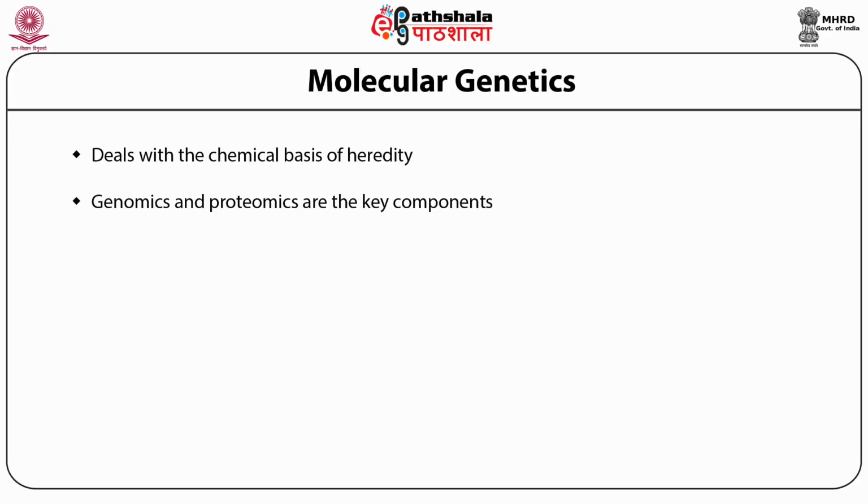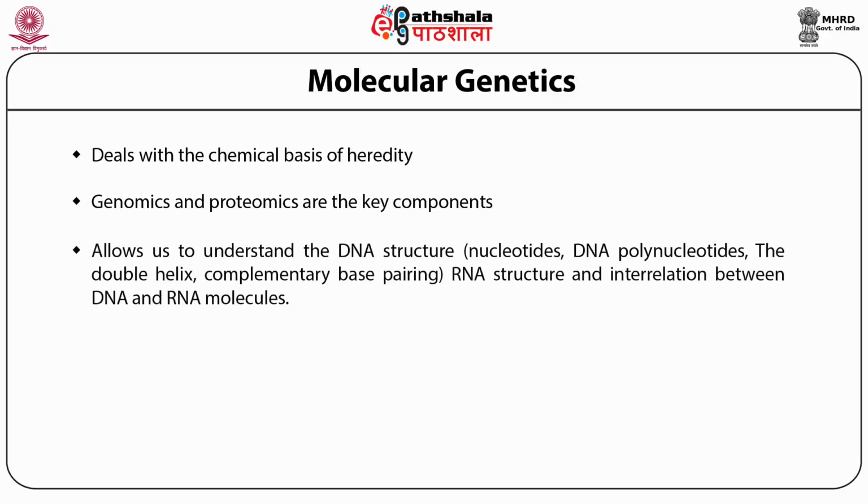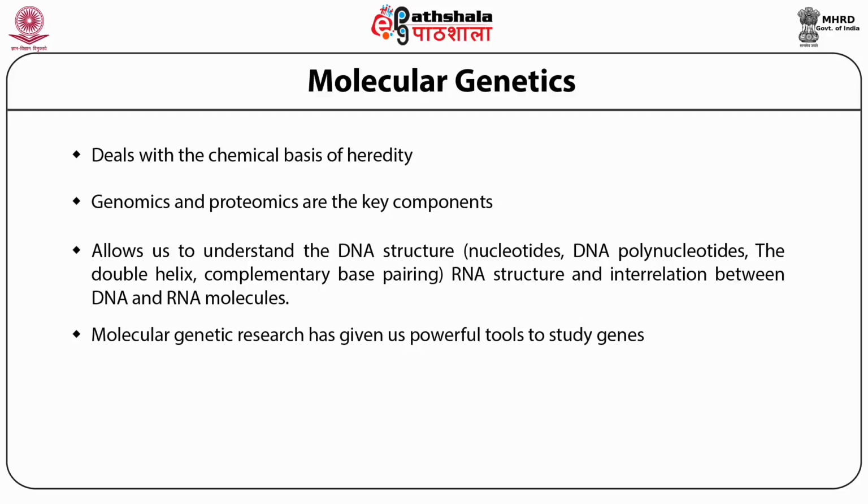During the last half century, geneticists have determined the molecular structure of Mendel's factors and the mechanism by which they control the characteristics of an organism. Molecular genetics allows us to understand the DNA structure, nucleotide, DNA polynucleotide, the double helix, complementary base pairing, RNA structure, and the interrelated relation between DNA and RNA molecules. Molecular genetic research has given us powerful tools to study genes. In 1985, Kary Mullis developed a technique called PCR, polymerase chain reaction, that allows us to take a minute sample of DNA and produce millions of copies of DNA for molecular analysis.